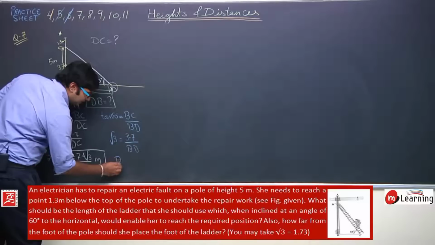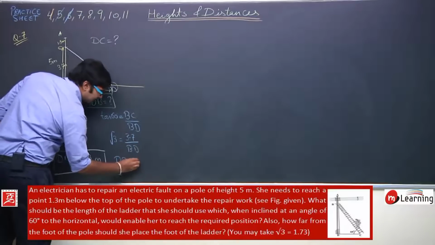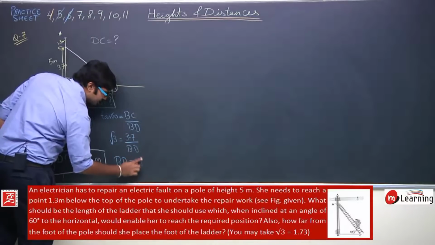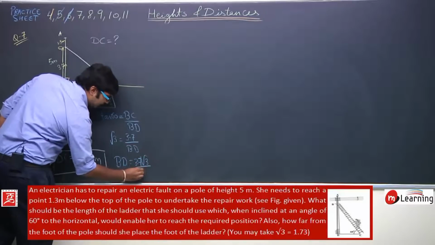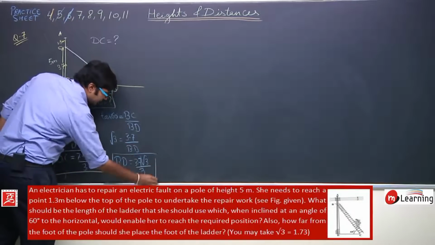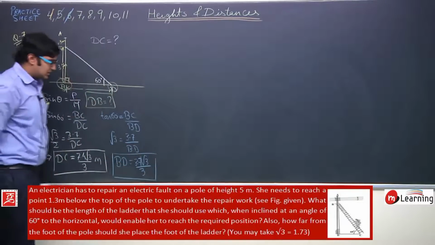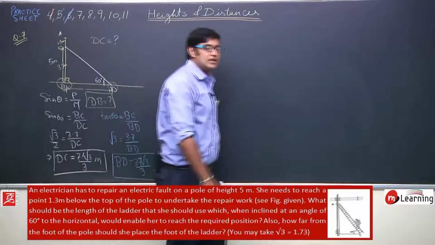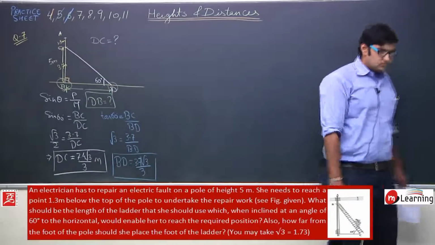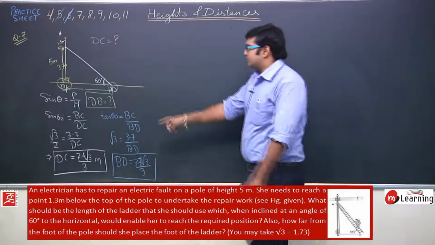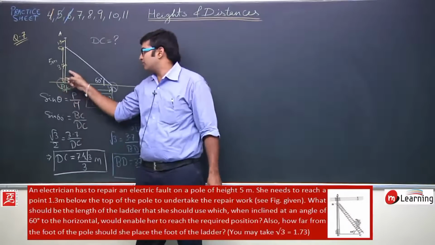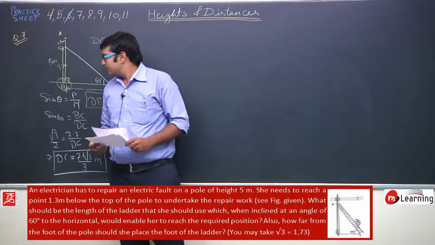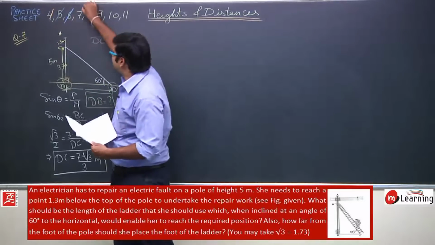So the length of BD you will be getting is 3.7 root 3 divided by 3. This is the length of BD, okay. That is the distance of the foot of the ladder from the foot of the pole, okay. So in this manner you need to solve the 7th question.